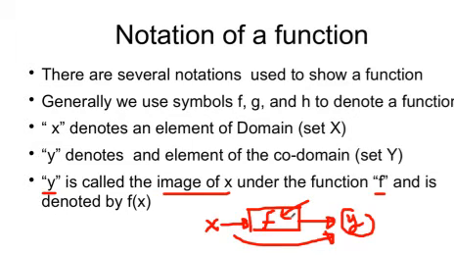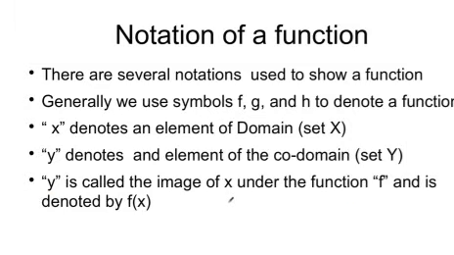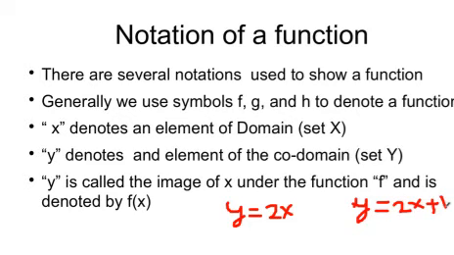So depending on the function, there'll be different types of y. For example, let's say y equals 2x, right? And another function, say y equals 2x plus 1, right? So we can see that for one input x, you get two different y's, because these are two different functions. We'll talk about functions later. Now this is just to tell you what these are.